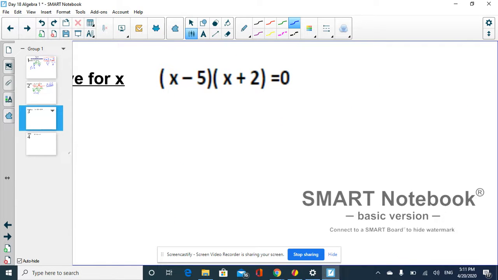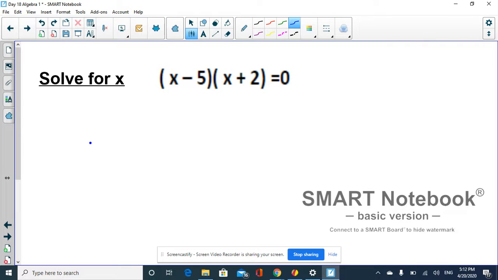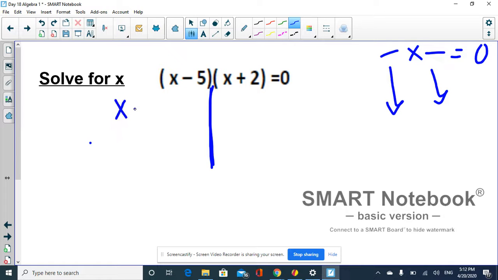This one, we have two factors: x minus 5 times x plus 2 equals 0. That means one of these should be 0. If you have two numbers and you multiply them and it gives you 0, that means one of them is 0, maybe this one or this one. Remember that. If you have two factors and you multiply them to get 0, then maybe the first one is 0 or the second one is 0.